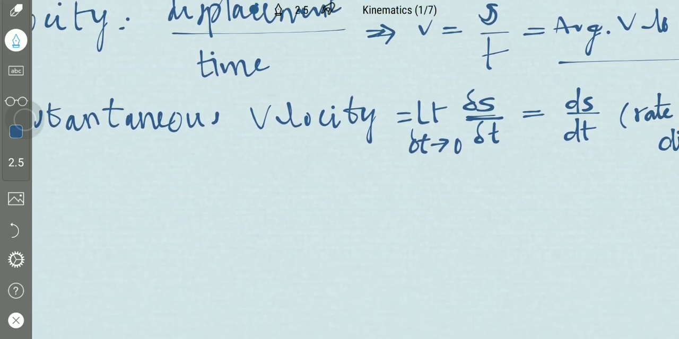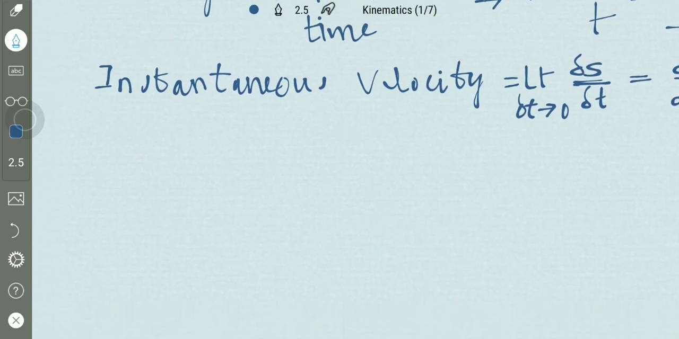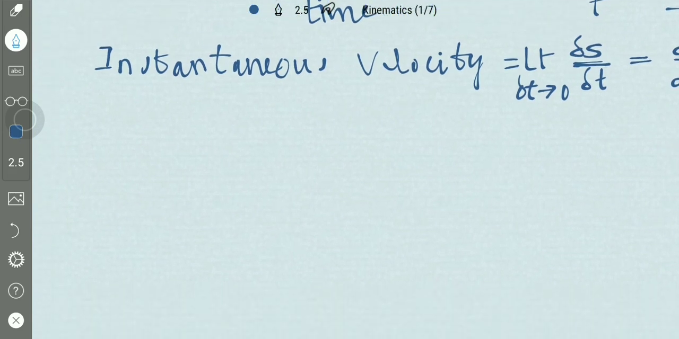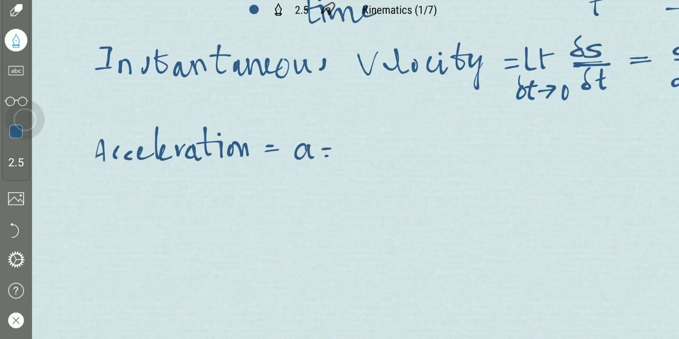So we have seen the velocity is increasing from point 1 to 2, and we have found at a particular instant the instantaneous velocity. So velocity is increasing, which means velocity is changing with time. So this change in velocity is called acceleration. Acceleration is represented by small a, and rate of change of velocity is acceleration. So this is the rate of change of velocity.